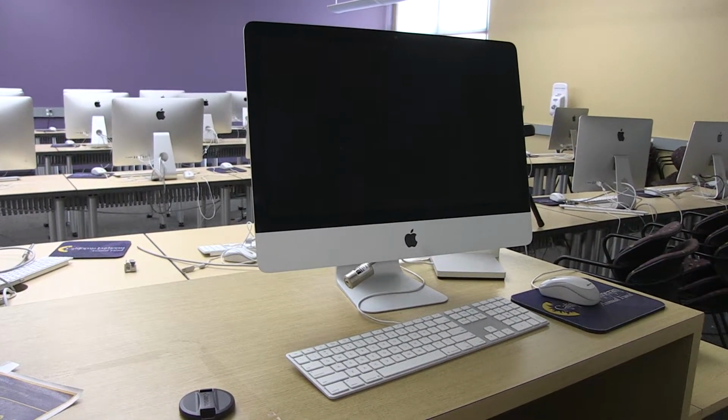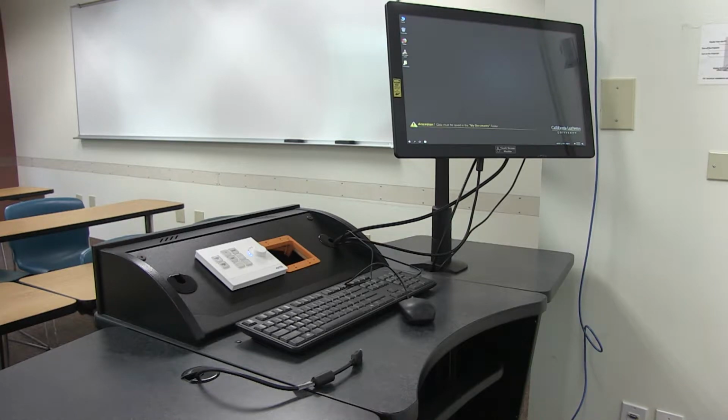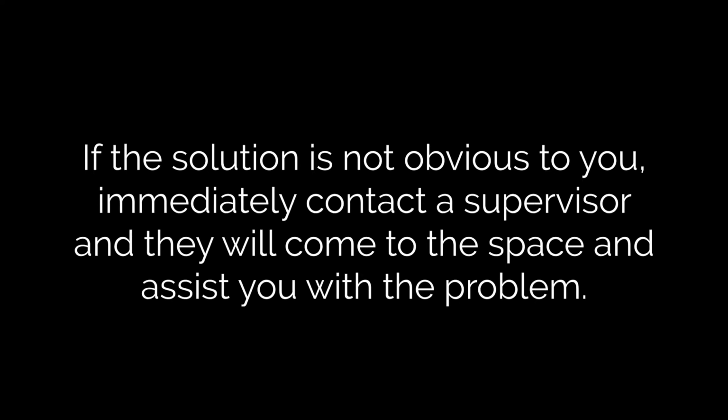It can be very stressful entering into a classroom and not knowing exactly what is in the space. For this reason, it is important to understand that there is always a solution. If the solution is not obvious to you, immediately contact a supervisor and they will come to the space and assist you with the problem. Some classroom issues are very minor and can be solved by checking a few things. Please follow the steps in this next segment when receiving a classroom call.